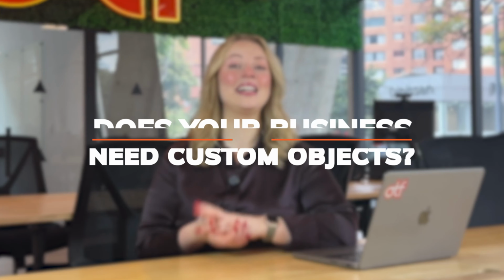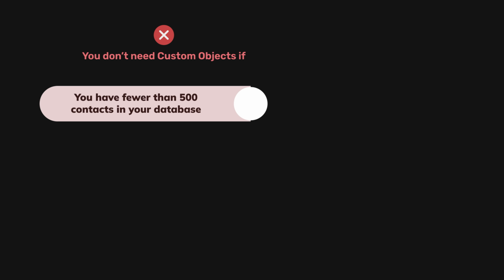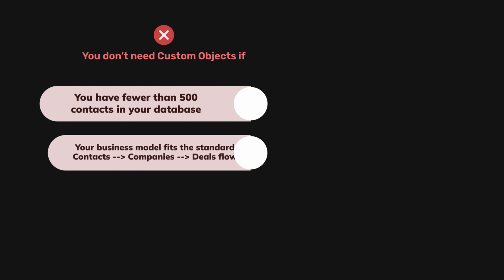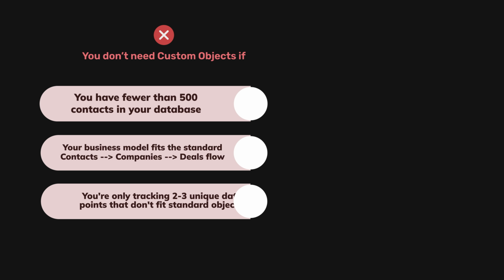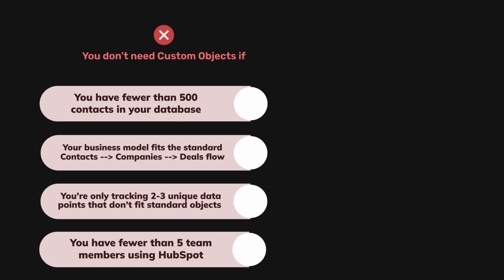And up next, we're going to be diving into real use cases for your custom objects. Now, this might sound awesome, but not every business needs custom objects, especially if you meet this criteria. If you have fewer than 500 contacts in your database, if your business model fits the standard contact, company, deal flow with HubSpot, if you're only tracking 2 to 3 unique data points that don't fit standard objects, or you have fewer than 5 team members who use HubSpot. In these cases, a few extra custom properties usually do the trick.